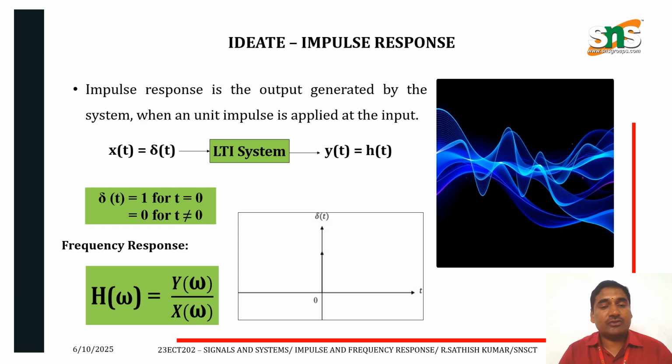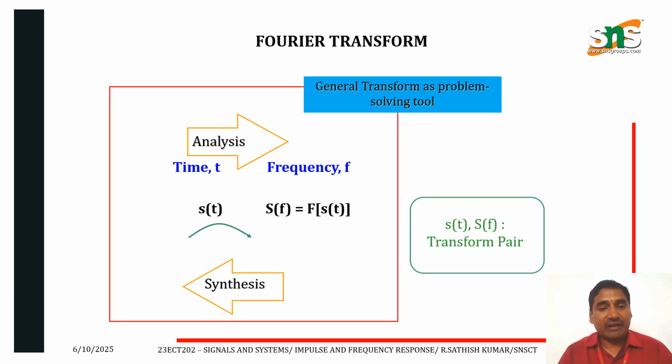How to represent in terms of frequency response? H of omega is equal to y of omega divided by x of omega, a ratio of the output to the input. Next one, Fourier transform. How to represent the Fourier transform? With the help of time domain analysis, we can convert from the time domain into the frequency domain. Then by applying the inverse Fourier transform synthesis function, the frequency domain analysis is converted into the time domain sequence. Therefore, S of f is equal to Fourier transform of S of t. S of t and S of f form the Fourier transform pair.